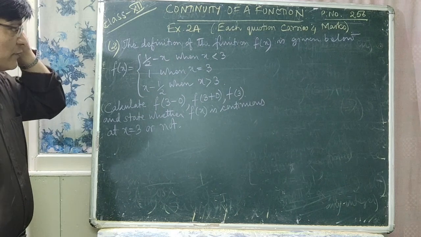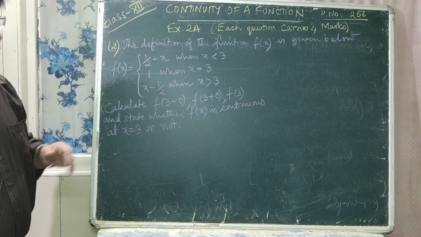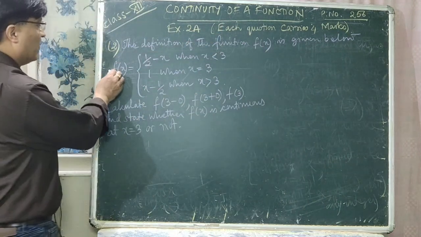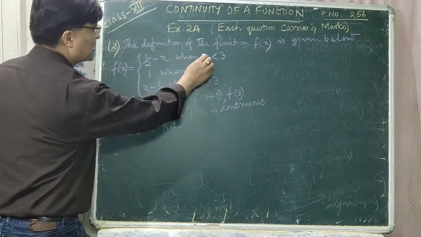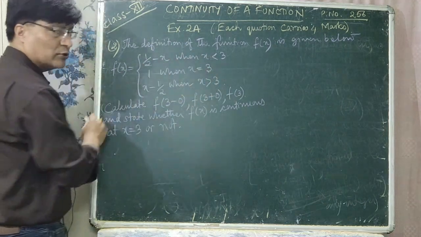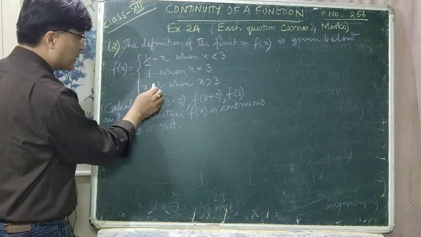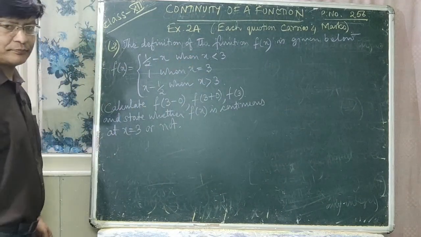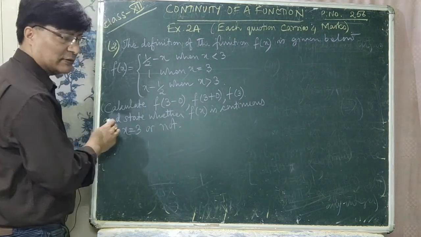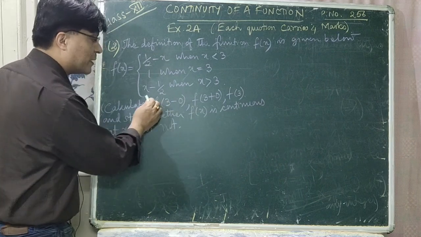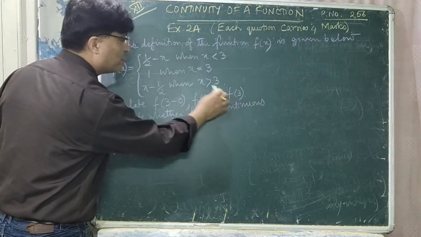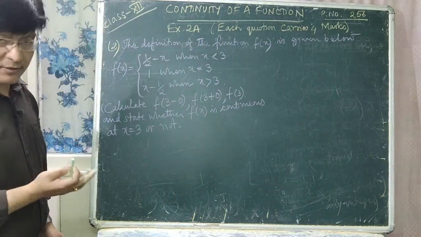The definition of the function f of x is given below. The function f of x is defined as follows: f of x is equal to half minus x when x is less than 0, f of x is equal to 1 when x is exactly equal to 3, and f of x is equal to x minus half when x is greater than 3. So calculate f of 3 minus 0, which is another way of representing the left hand limit, and f of 3 plus 0, which is another way of representing the right hand limit.